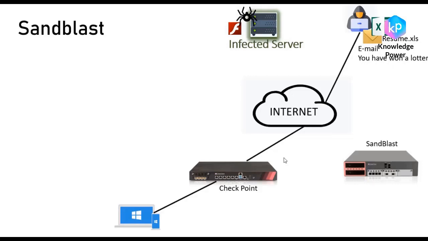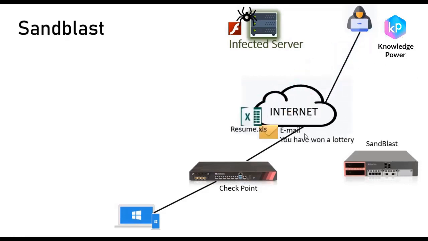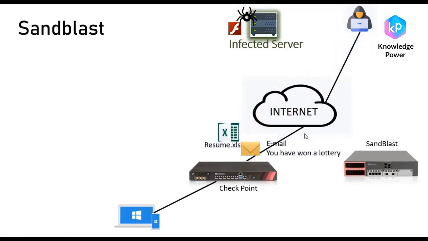It's going to reach the infected server, and the server is going to exploit the vulnerability, like the Flash vulnerability. But it's not going to happen because we have Checkpoint on the perimeter that's protecting our network, and SandBlast as well. So here we have Checkpoint as a gateway and SandBlast somewhere in our network. Hacker sends out the information to the client, Checkpoint intercepts it and forwards the resume to the SandBlast, where it's being emulated in different operating systems.